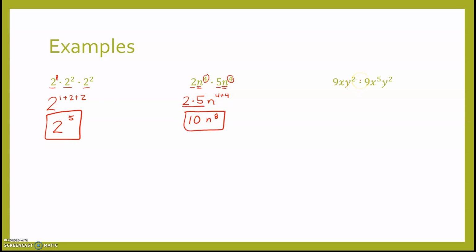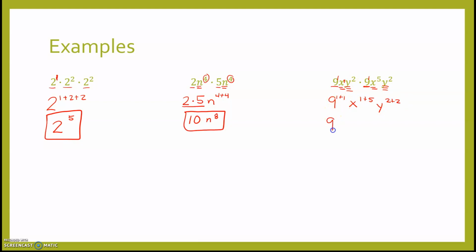Okay, same thing here. Let's look at what bases we have. Well, we have two bases, we have the base of 9s that match, and remember there's always that invisible 1, so it's 1 plus 1. Then you have the x's that match. Again, this one has a 1 by it because it doesn't have anything written there. 1 plus 5. And then you have the y's. Y, 2 plus 2.